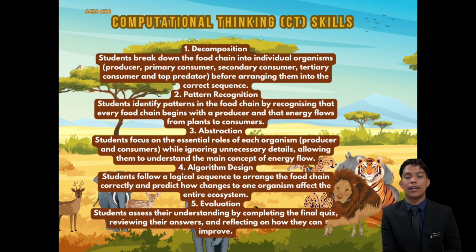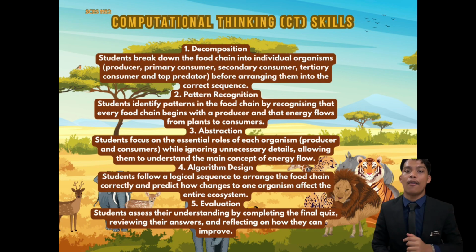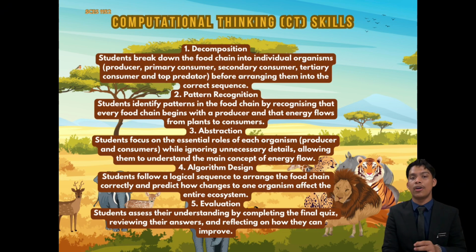Next, I would like to explain that computational thinking skills are integrated throughout this TRASH project. The first computational thinking skill is decomposition. Decomposition refers to breaking down a complex problem into smaller and more manageable parts. Instead of asking pupils to understand an entire ecosystem immediately, this TRASH game guides them step by step. During mission 1, pupils first identify each organism individually before arranging them into a complete food chain. By analyzing each component separately, pupils develop a stronger conceptual understanding and solve the problem systematically rather than through memorization.